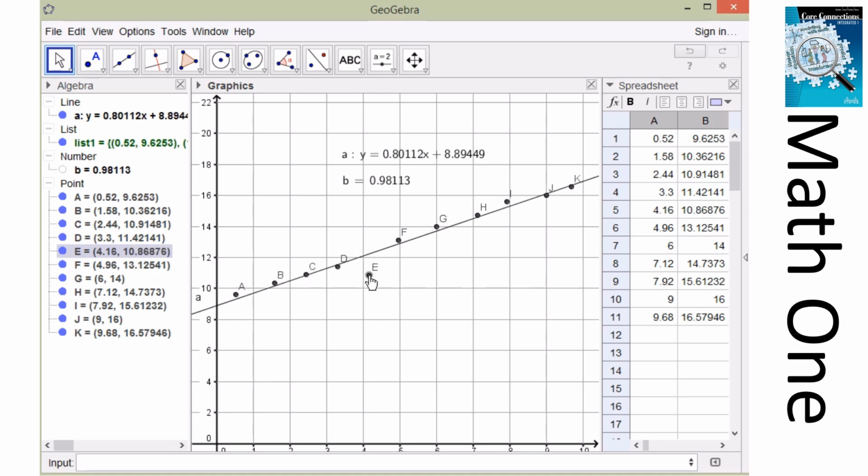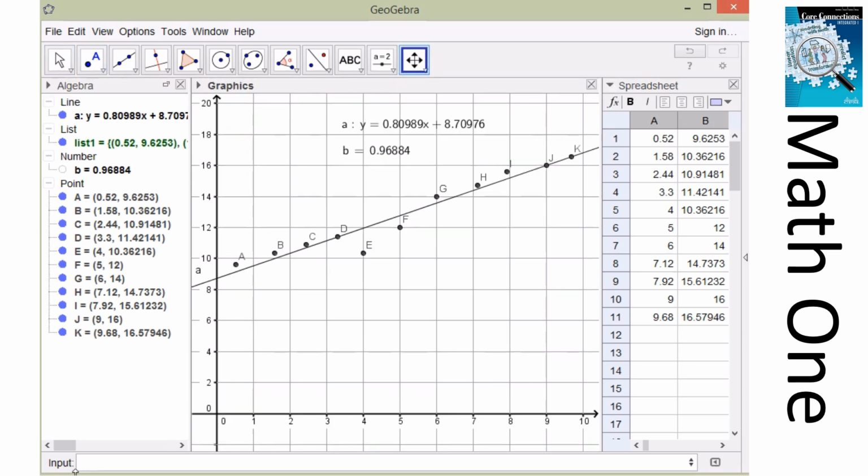Residuals are the distance that a particular point is from the model that's predicting it. This line is my linear model, and you can see right here, point E is not being very well served by the model for some reason. It's below the line. Now I can create a residual plot and take a look at that. All you have to do to create a residual plot in GeoGebra is come down to the input and type residual. A residual plot needs two things. It needs to know where your data is. Our data is stored in list 1.